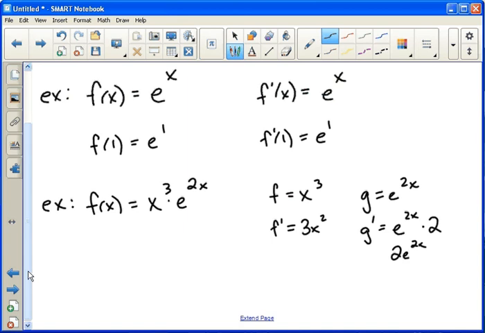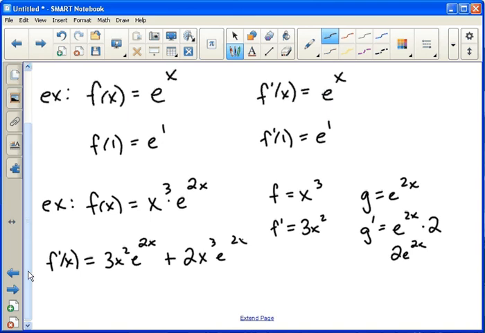F prime times g gives us 3x squared e to the 2x plus f times g prime. So x cubed times 2 e to the 2x. So we'll say that's 2x cubed e to the 2x.